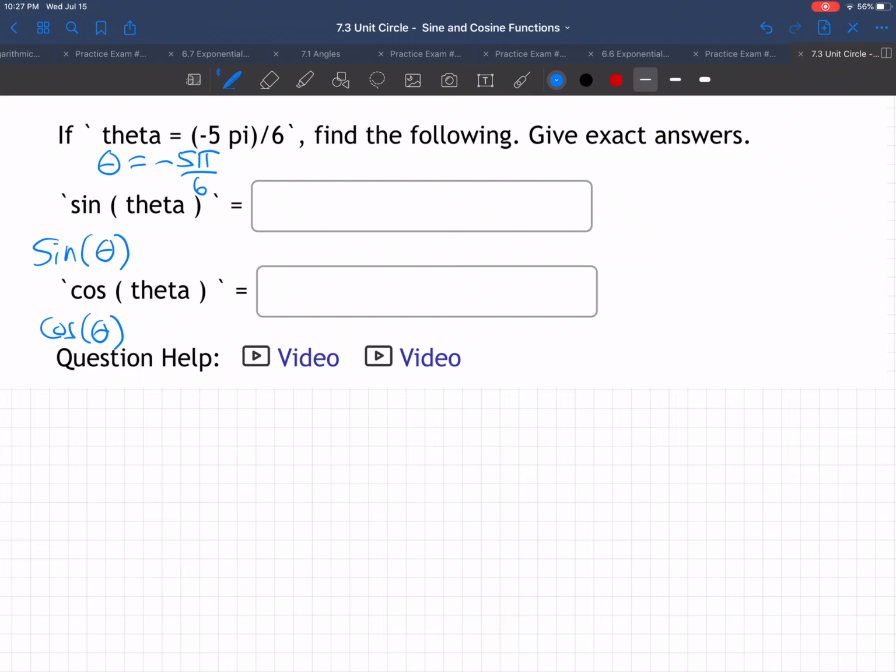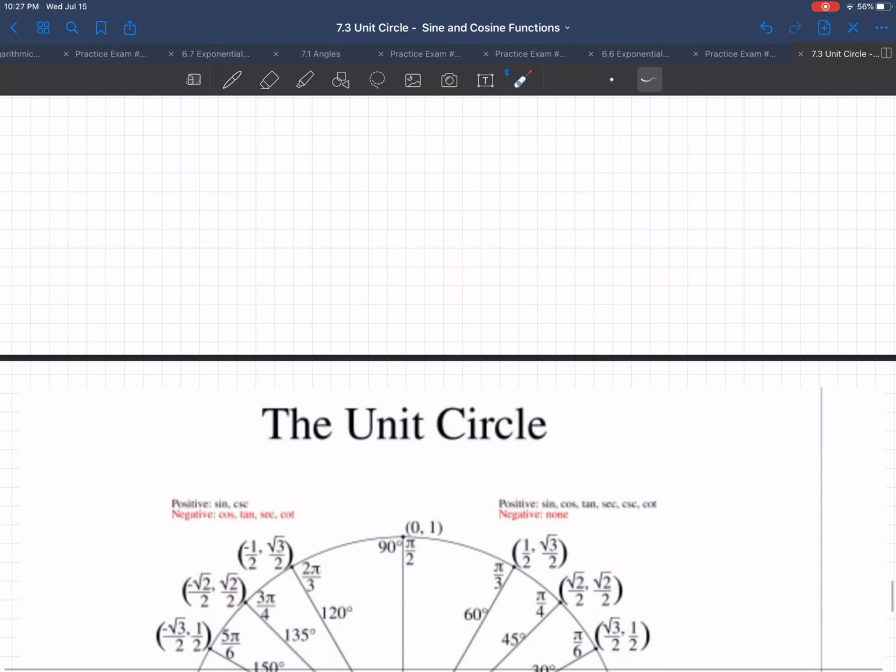Okay, so how do we find the sine or cosine of a negative angle? Basically, that's just theta there and theta there. So we have to find the sine and the cosine of negative 5 pi over 6. Let's go to the unit circle.